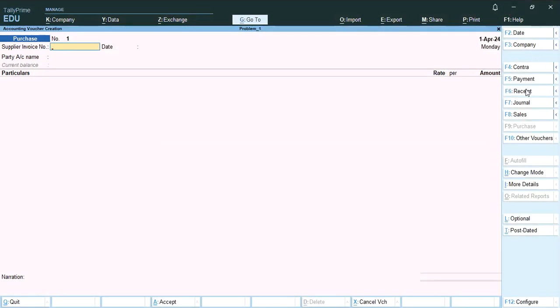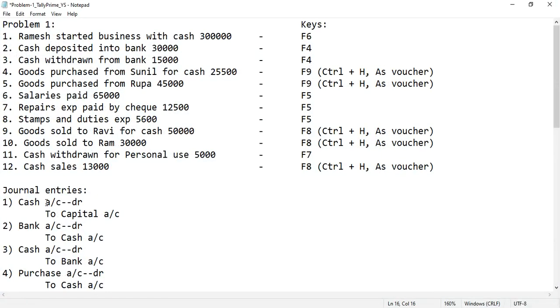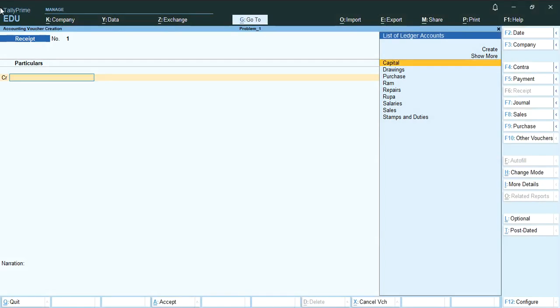You need to press the key F6, or on the left side above you can see it is the receipt. So which entry do we need to pass? Cash account debit to capital account. This is the entry we need to make. See, this is the debit part and this is the credit part. But in the software, observe.